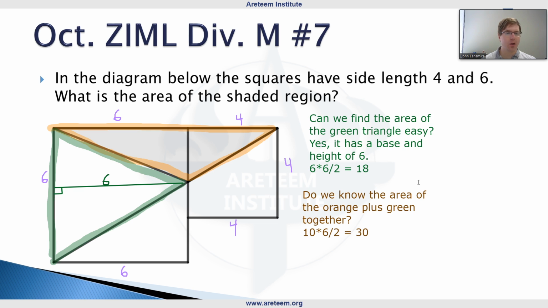So putting it all together, we have a nice finishing step to the problem. Orange equals total minus the green. So we just have to subtract from there. So our shaded triangle is 30 minus 18 is 12. So that's a nice way of going about solving the question. You can do some other tricks and other things like this too.